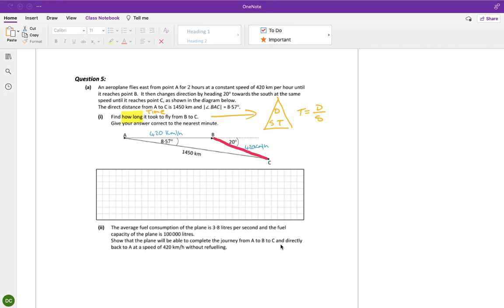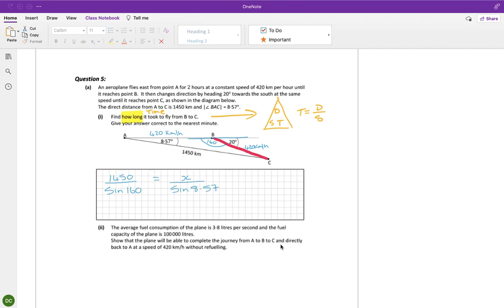Okay, this angle here I can figure out because that's a straight line and the other side is 20. So that means that one has to be 160. So I think I can do a sine rule. So I can do 1450 divided by the sine of 160 equals x over the sine of 8.57.